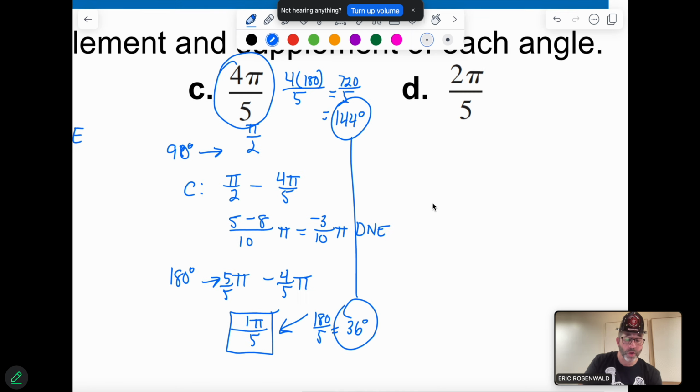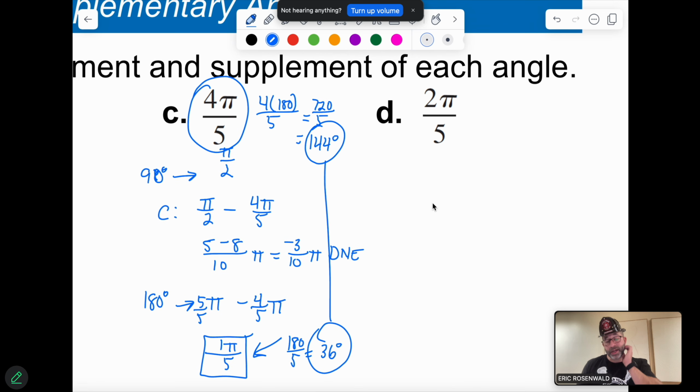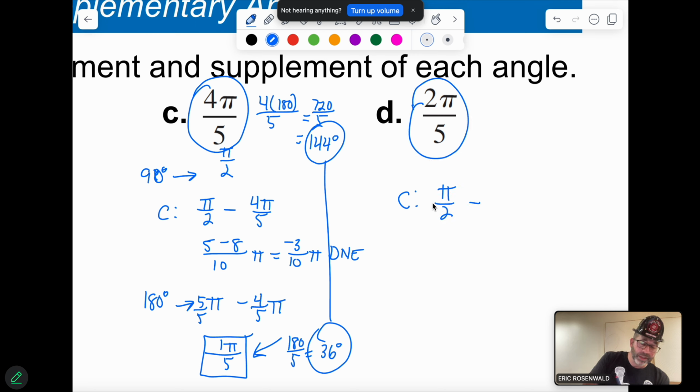Okay? All right, last one here, 2 pi over 5. So I'm going to do this in radians. Got to get comfortable with it. This, we're talking about radians. 90 degrees is the same as pi over 2. And we're going to take away 2 pi over 5. Okay? So when I look at this, if I want to get the denominators to be the same, I multiply this by 5, multiply this by 5, multiply this by 2, multiply this by 2. And we have 5 pi over 10 minus 4 pi over 10, which just equals pi over 10.